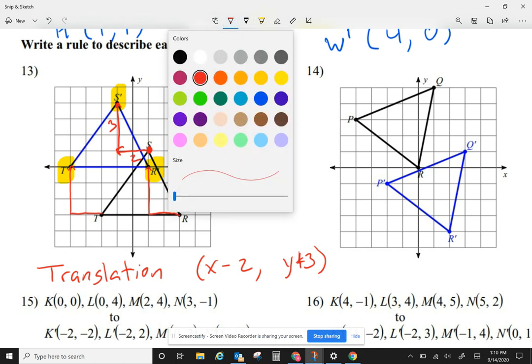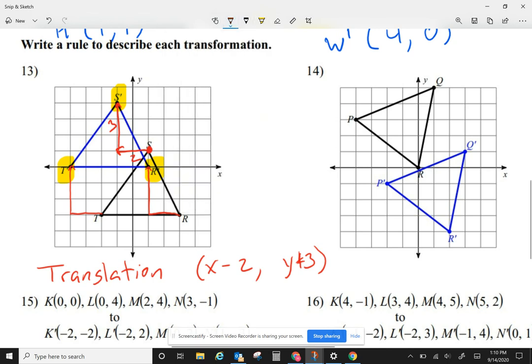Let me emphasize, though, that there's a couple spaces here. There's a space after the word translation, obviously, and there's a space after the comma. Those are the only spaces you should have.